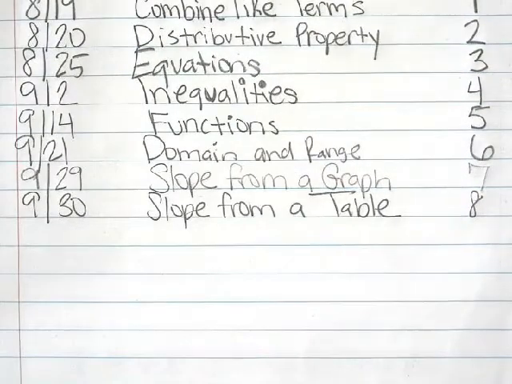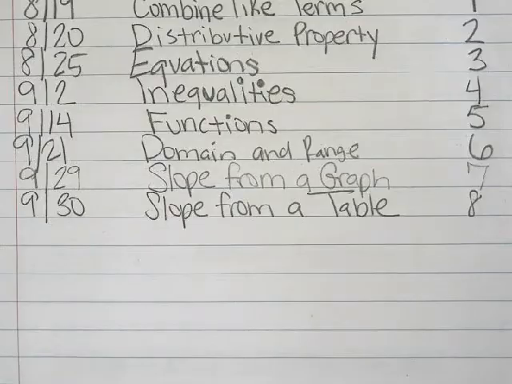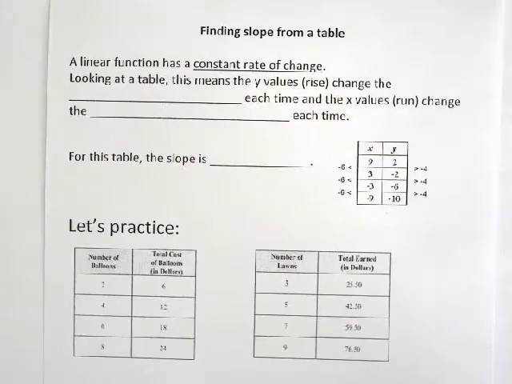So slope from a table is the same concept as slope from a graph. From a graph, it's rise over run, which is the same thing for a table, but we don't use the words rise over run. It's the change in y over the change in x, and that really is what rise over run is. Okay, so we're going to go ahead and look at our notes today, finding slope from a table.